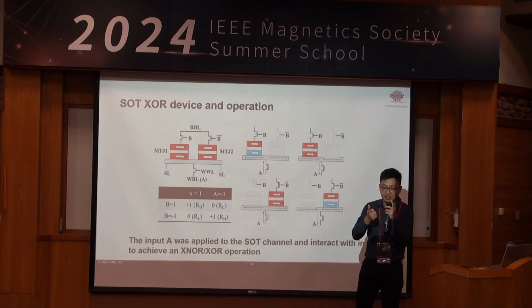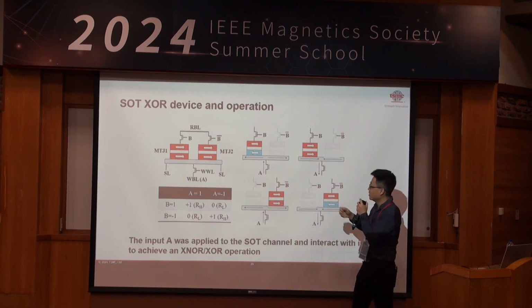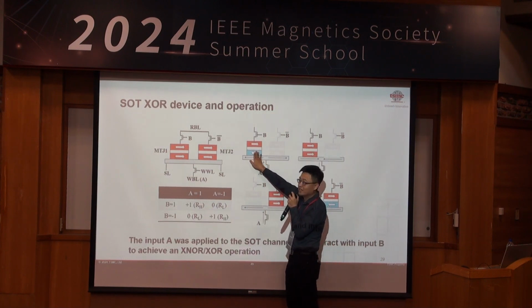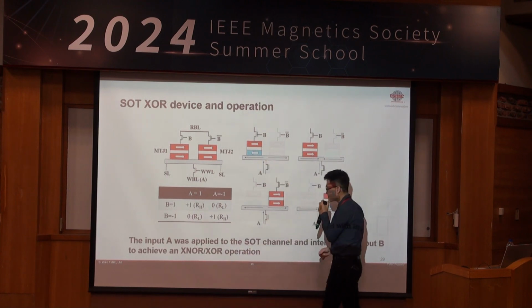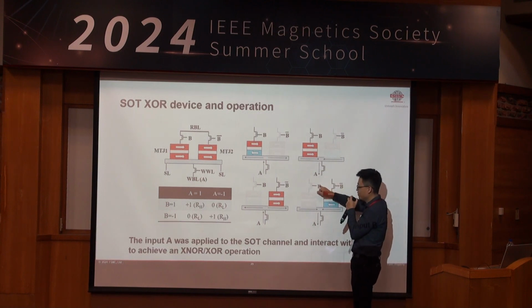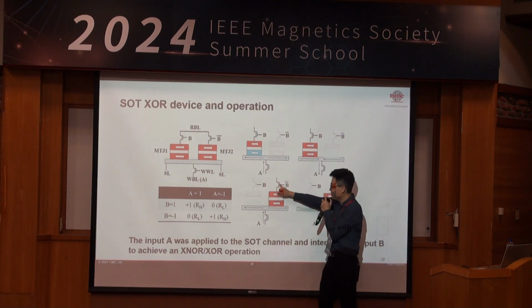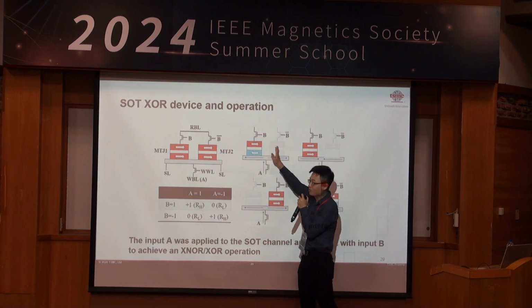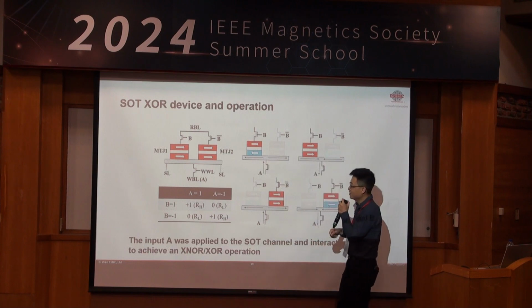Different polarity of the switching current will always switch these two MTJs into the opposite state. So, for example, if the left-hand side is anti-parallel, then the right-hand side will be parallel. And if you have another input, we call it input B, with B and B minus, then you will always choose the left-hand side or right-hand side MTJ to read it.